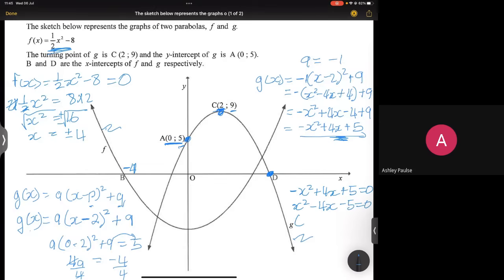And if we factorize, I'm going to find x and x. Factors of 5.